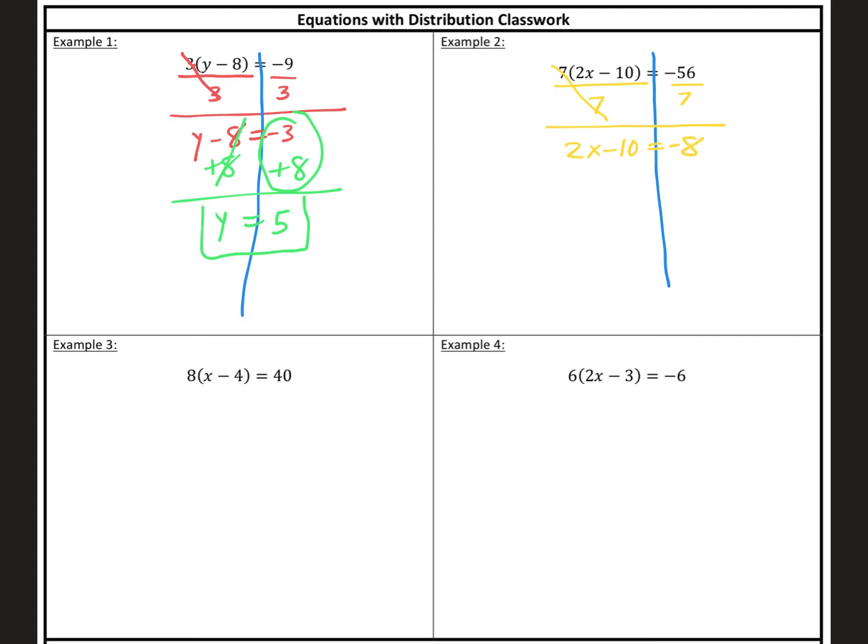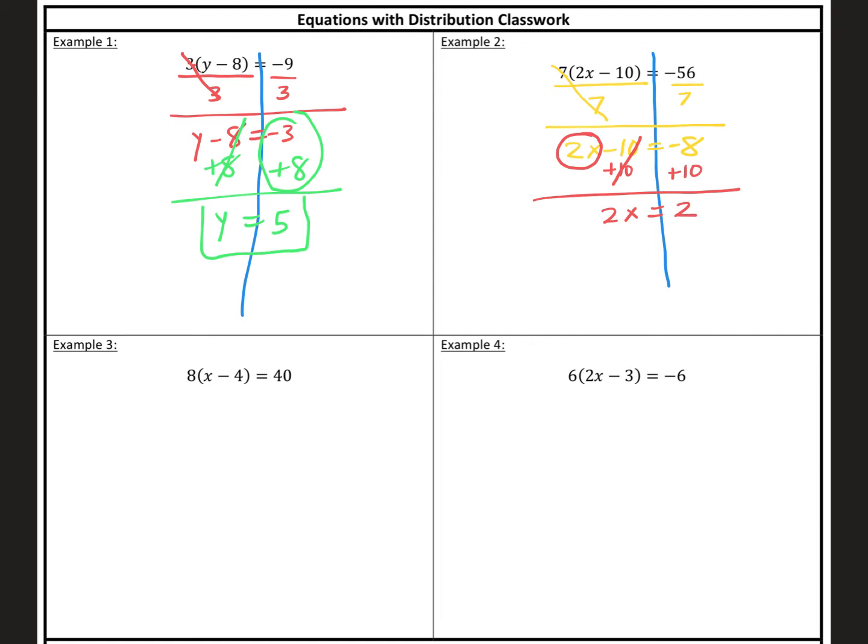Now we have to get our x's by itself, so we need to get 2x all alone. So we need to move negative 10. Again, the opposite of subtracting 10 is adding 10, so I'm going to go ahead and add 10 to both sides. When I do that, my 10's cancel. We're left with 2x equals negative 8 plus 10. Again, you can type in your calculator, but you should get 2.